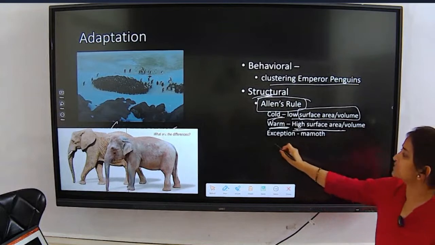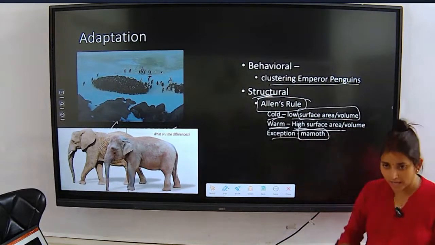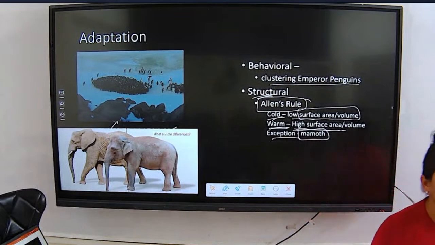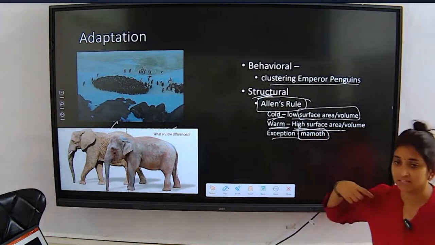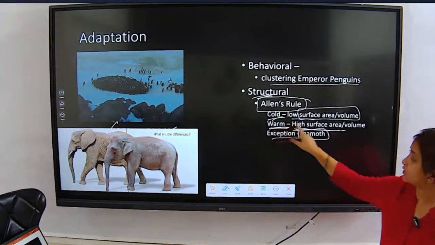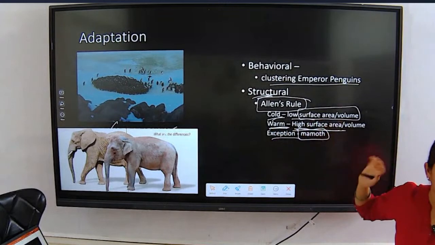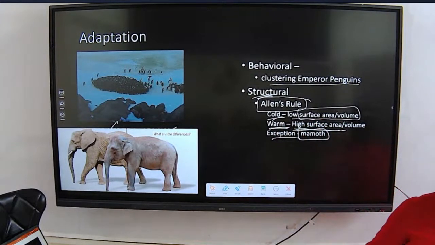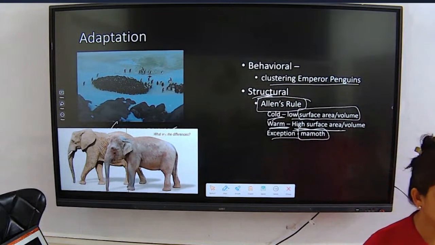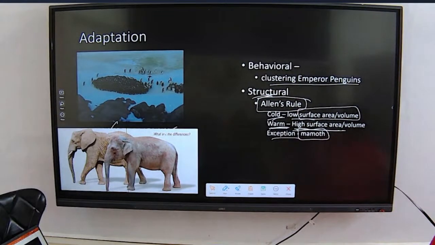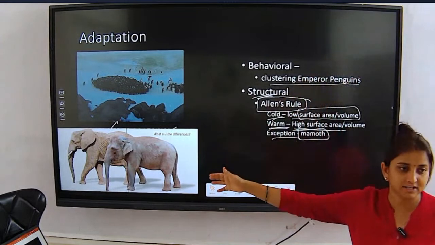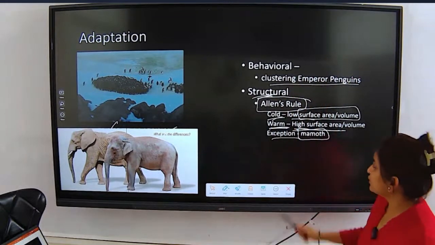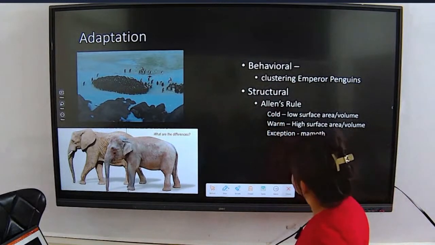The only exception to this is the mammoth, an elephant-sized animal which was living in the Arctic. So this animal was living in a cold area, yet was still having a high surface area, because it was an elephant-sized animal. In general, in colder areas, you will find very small, tiny animals. In warmer areas such as the tropics or grasslands, you will find giraffes or elephants. So this is a kind of structural adaptation.